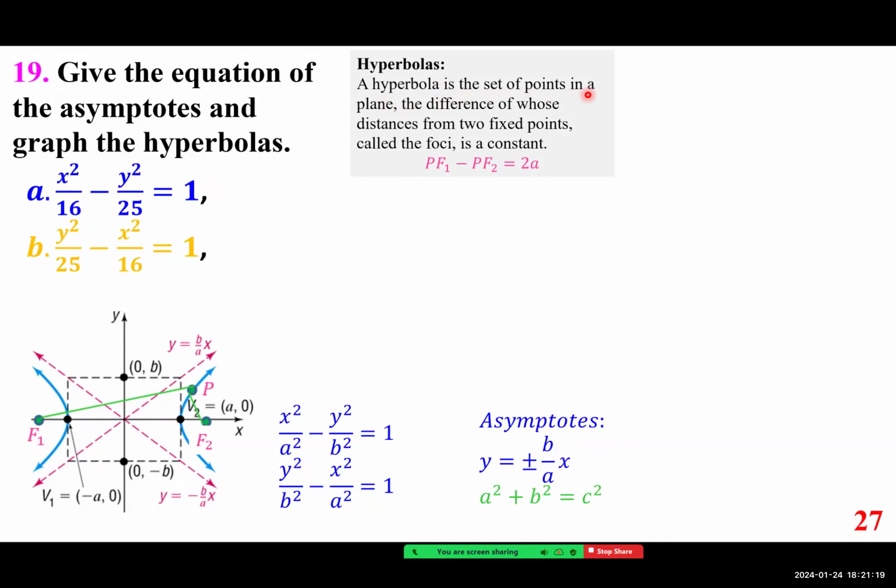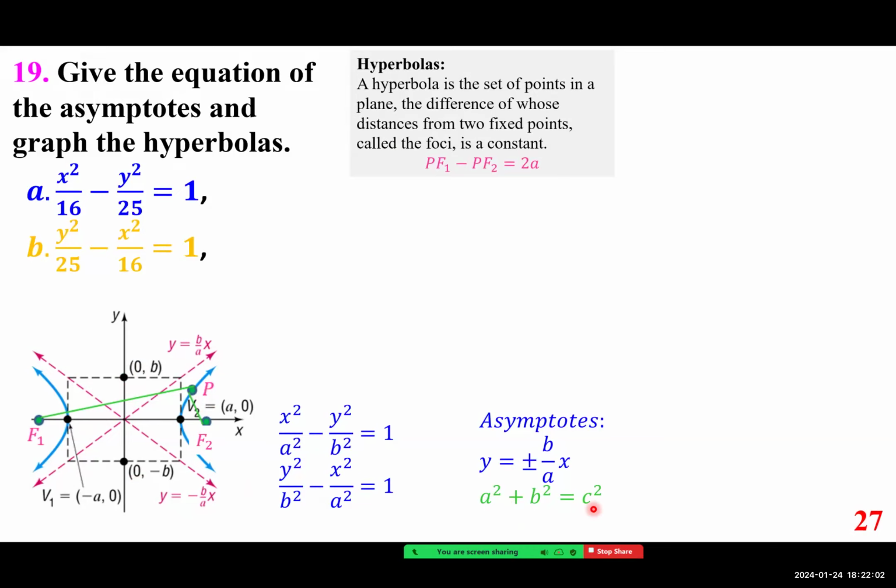Here's the definition. A hyperbola is a set of points in a plane, the difference of whose distances from two fixed points called the foci is a constant. So if you pick any point and connect it to F1 and F2, PF1 minus PF2 is a constant, 2a. If I pick another point and connect them, the same thing. Now, this distance is A, this distance is B, and the setup of a hyperbola is such that, whether it opens sideways or up and down, the value of C is always the largest among A, B, C. Therefore, A squared plus B squared equals C squared. Always, this doesn't change.